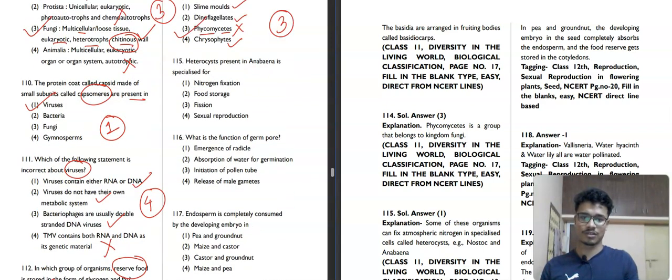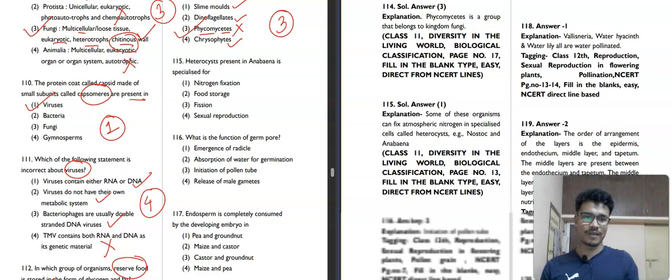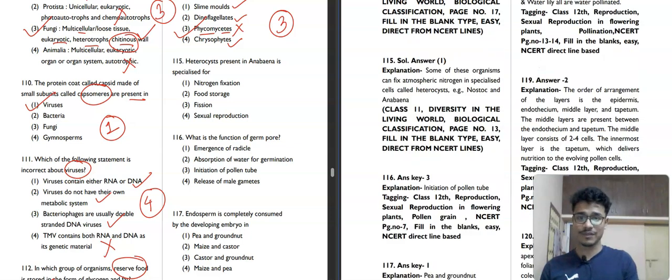Now we'll move towards the next question, question number 115. Heterocyst present in Anabaena is specialized for. So what is this heterocyst present in Anabaena, and what is it specialized for? Nitrogen fixation, food storage, fission or sexual reproduction. This heterocyst is specialized for nitrogen fixation. First option will be our correct answer for this question.